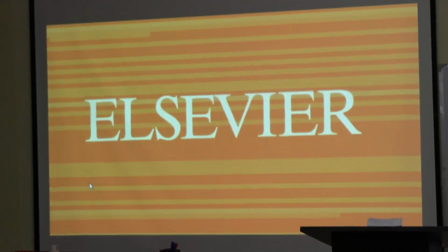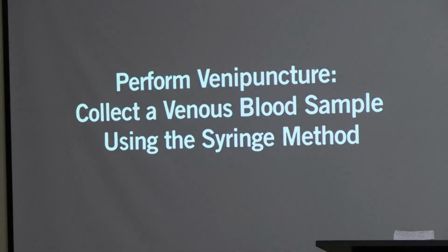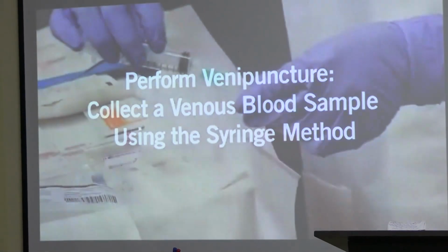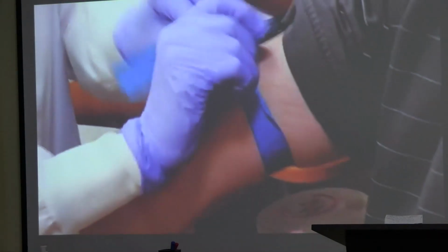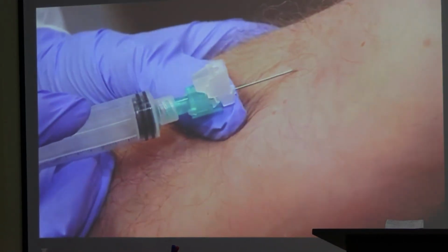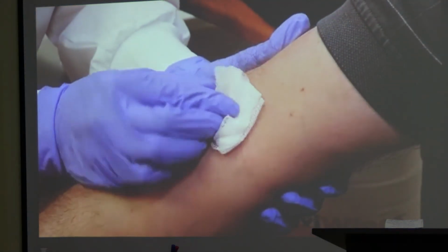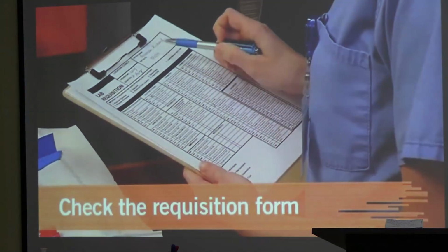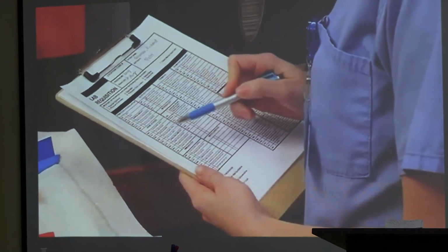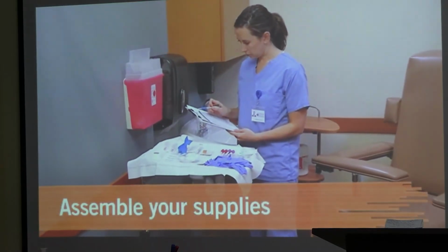Now the venous collection. Venipuncture involves several important steps. Thoroughly understanding these steps will give you the confidence to perform this procedure quickly and accurately. Check the requisition form to determine the test order. Gather your tubes and supplies.